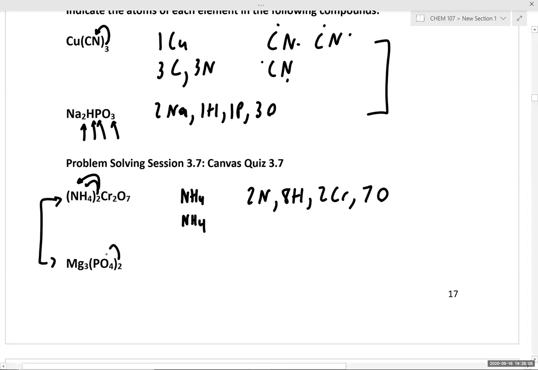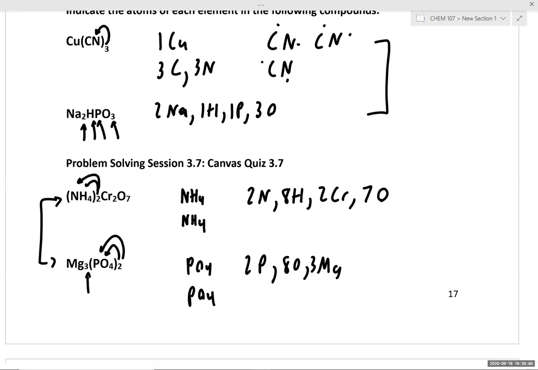For magnesium phosphate, again, the 2 applies to everything in the parentheses. We have 2 phosphorus and 8 oxygens, and, wait, let me write this out. I skipped a step. From the 2 phosphates that we've drawn, we have 2 phosphorus and 8 oxygen, and from our magnesiums, we have 3 magnesium because our subscript is 3. Does that make sense to everyone? Is everyone comfortable with these examples?